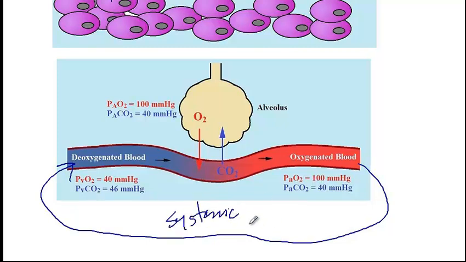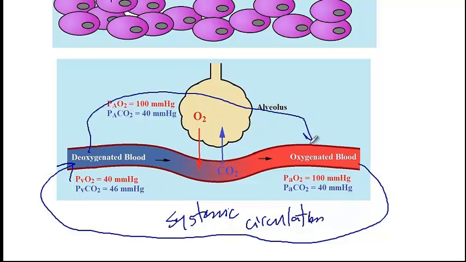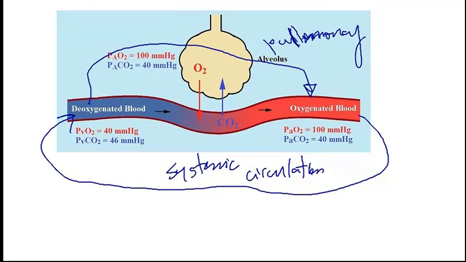And then once it passes through the systemic circulation, again the O2 drops and CO2 increases. Now here via the pulmonary circulation, again, oxygen is recirculating inside the blood.